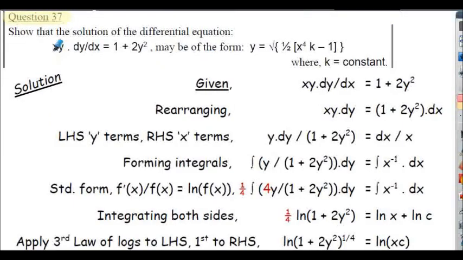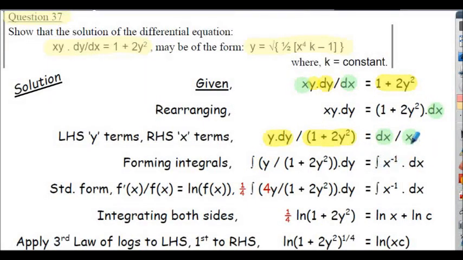Question 37. We're given this differential equation and we have to show that the solution is in this format shown here. As always, with this type of question, we'll be able to rearrange the x terms onto one side and the y terms on the other. So given the initial equation, on the next line I've multiplied throughout by dx, and on the next line I've divided throughout by 1 plus 2y squared in the bracket, and divided throughout by x. So now I have all my y terms on the left hand side and all my x terms on the right hand side. So next we form our integrals, both standard form.